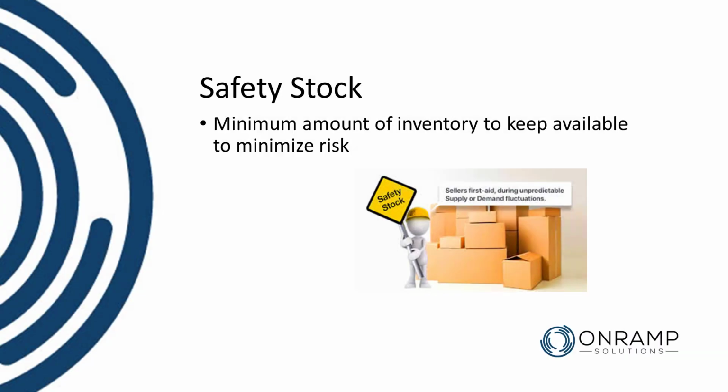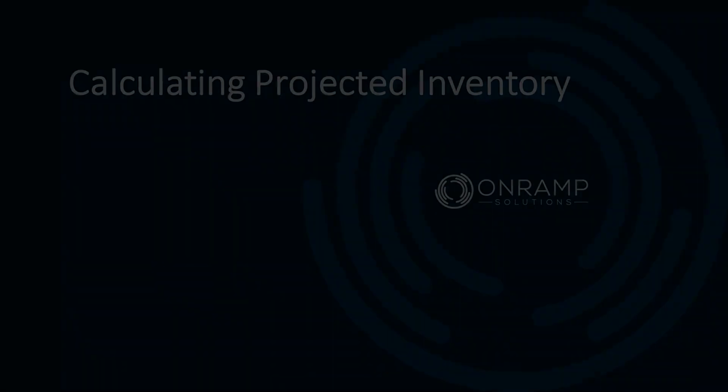Safety stock is the minimum amount of inventory to keep available to minimize risk. For example, you know that the nearest gas station is 40 kilometers away, and a liter of gas takes you 10 kilometers. If you want to be sure you don't have to walk to the gas station, your car needs at least 4 liters of gas at all times. That is your safety stock.